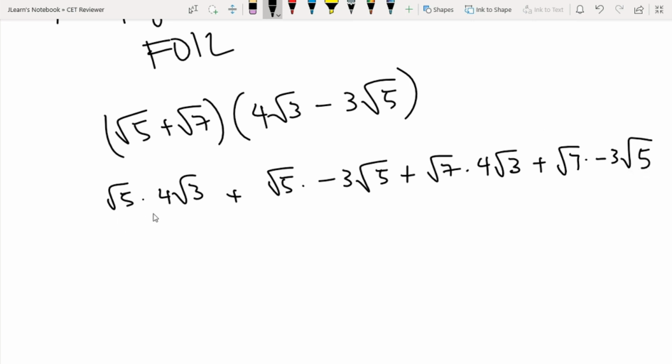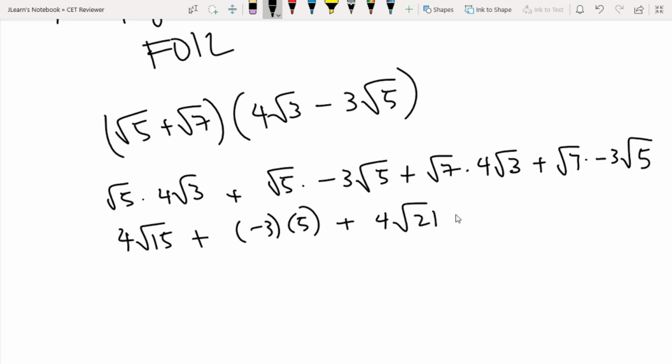Now, we simplify. Ano ba yung square root of 5 times 4 square root of 3? That is simply 4 square root of 15. Plus, square root of 5 times negative 3 square root of 5. That will be just negative 3 times 5. Plus, square root of 7 times 4 square root of 3. That will be 4 square root of 21. Plus, square root of 7 times negative 3 square root of 5. That will be negative 3 square root of 35.